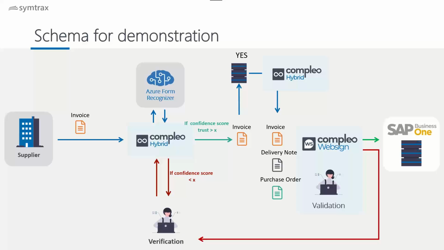Once the invoice has been retrieved by Compleo Hybrid at the customer side, it will send the invoice to Azure Form Recognizer, where the required information will be extracted from the invoice and sent back to Compleo Hybrid. And then it will move on to the next activity. Before that, you can see something called a confidence score in the schema, right?